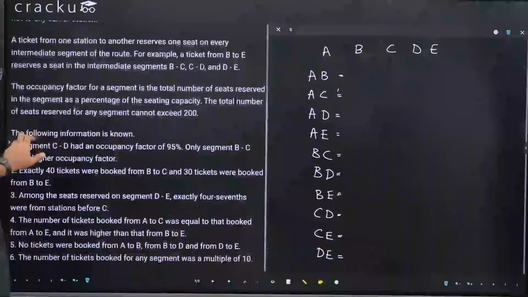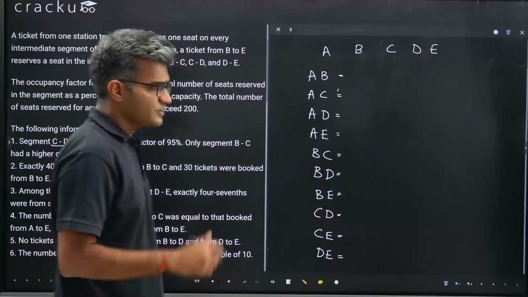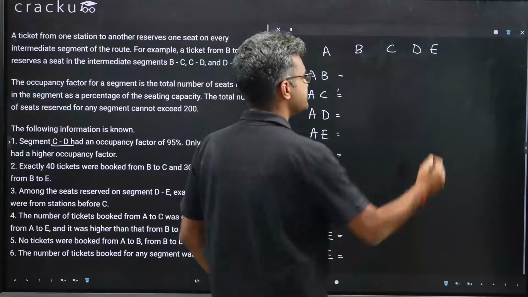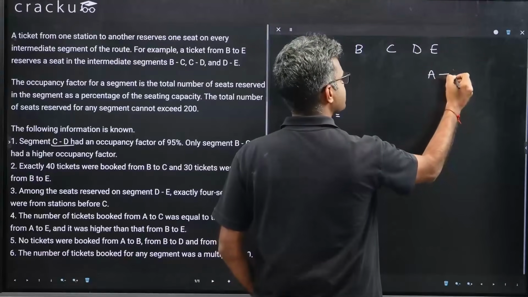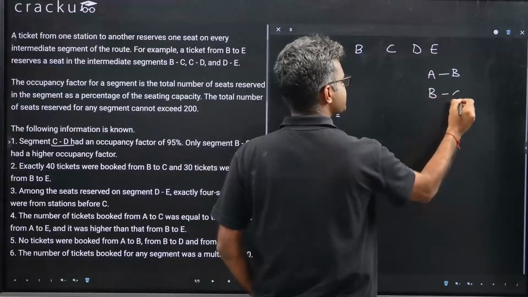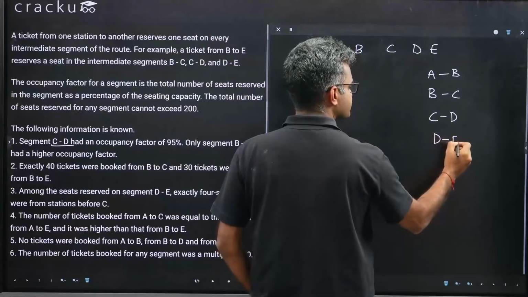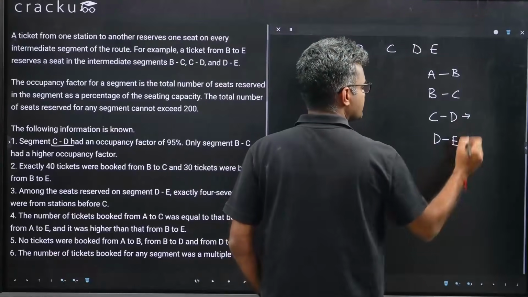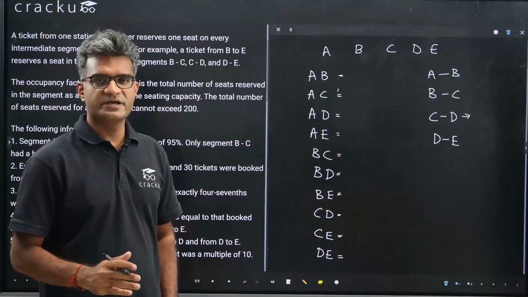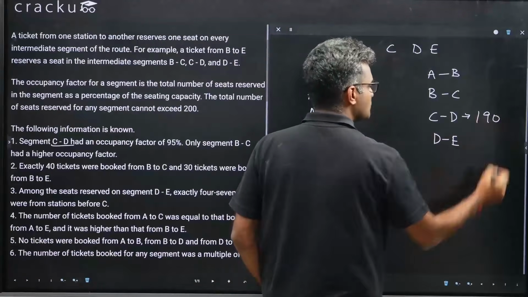We are also told that the segment CD has an occupancy factor of 95%. If you are looking at immediate segments, there are only 4 immediate segments. What are the 4 immediate segments? They are either A to B or B to C, or C to D, or from D to E. Immediate segments is when the stations are just one apart from each other. Now C to D has an occupancy rate of 95%. The total maximum seating capacity is 200. Therefore, the number of people who are traveling in this particular segment is 190.